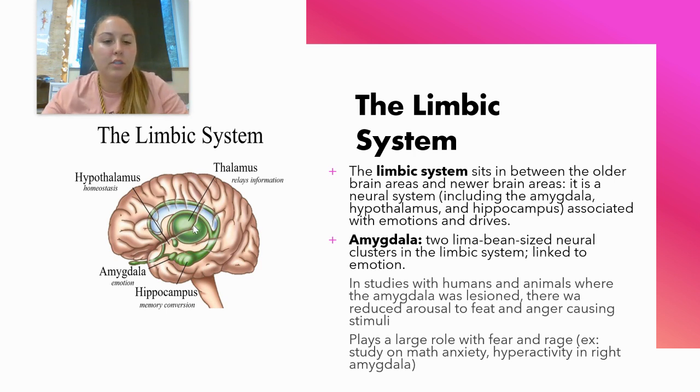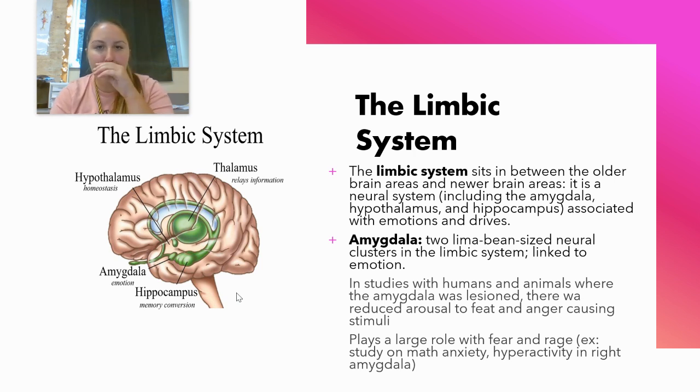So, first and foremost, our amygdala right here. There are two lima bean size structures in the limbic system called the amygdala. So, pretty much every structure in the brain has a right one and a left one. Same thing for the amygdala. And what they have found is that the amygdala plays a really large role in emotion, but specifically fear and rage.